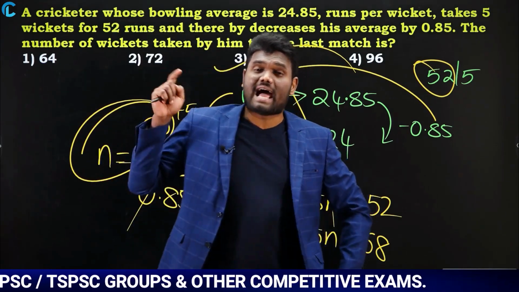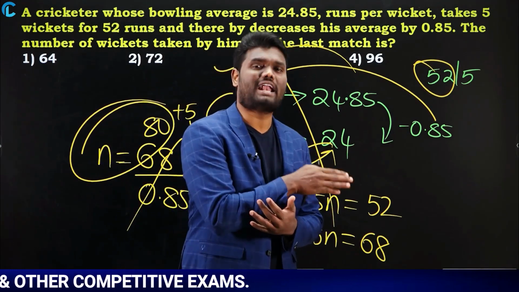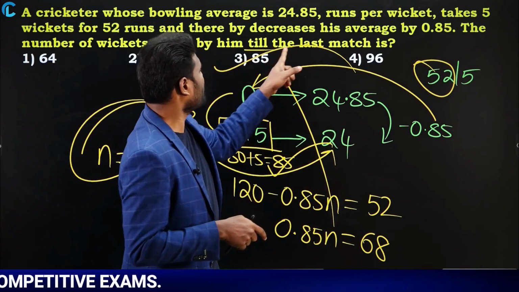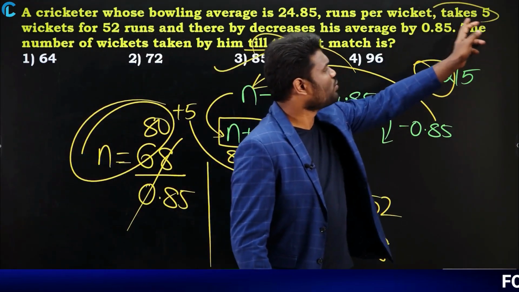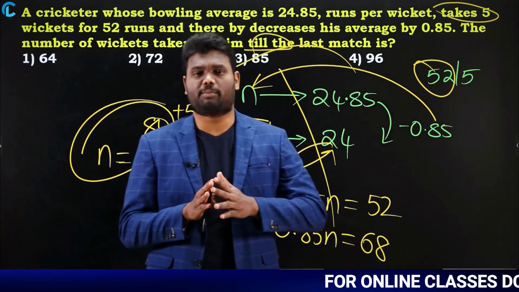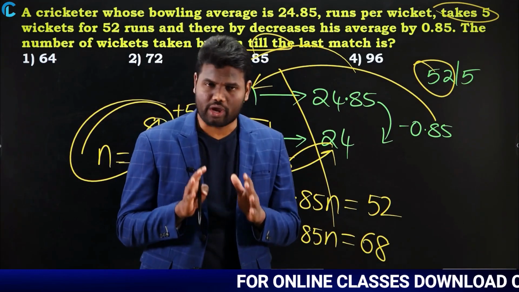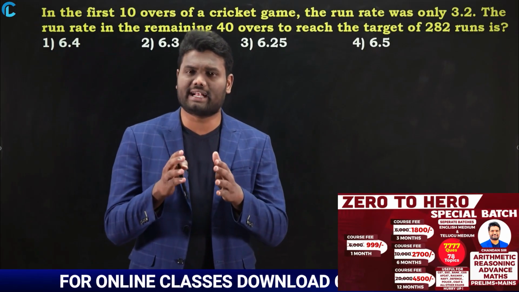But don't forget that the answer is n. N means the number of wickets taken by them before the last match. But if the question is like number of wickets taken till the last match, then you need to add the extra wickets that were taken by them. Okay, so this is how you will solve questions based upon bowling average. Okay, let us discuss some more questions based upon cricket innings.